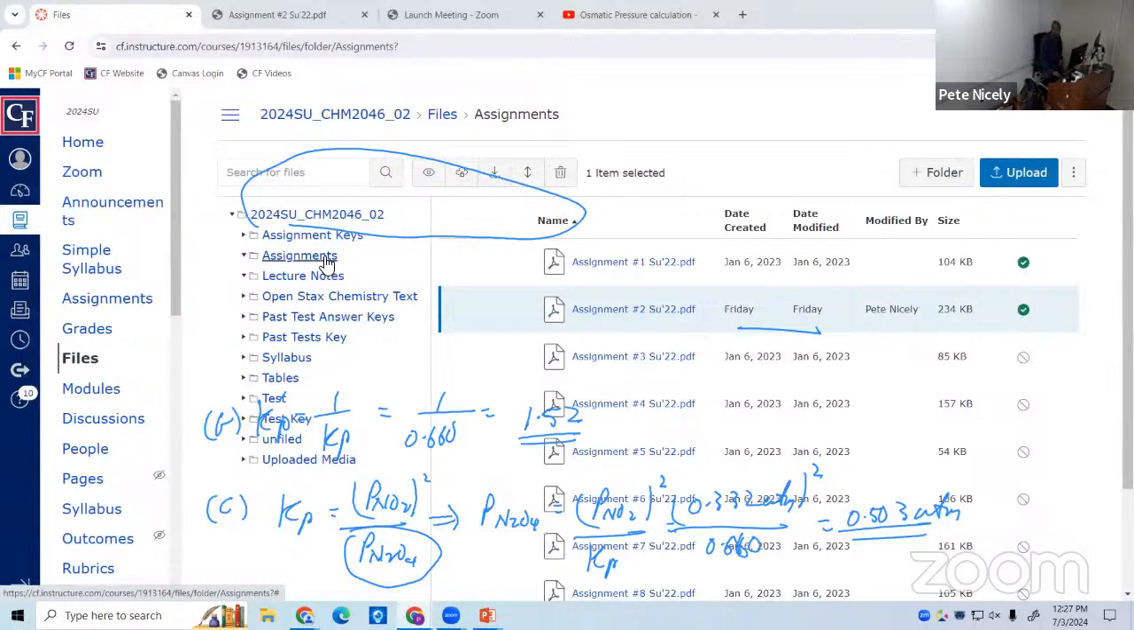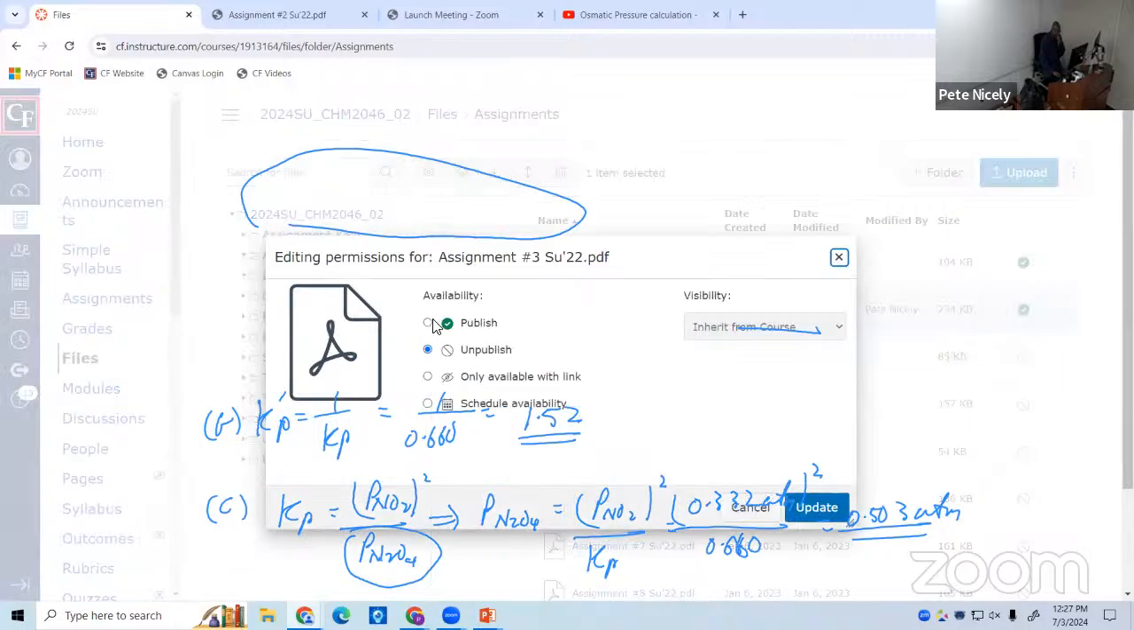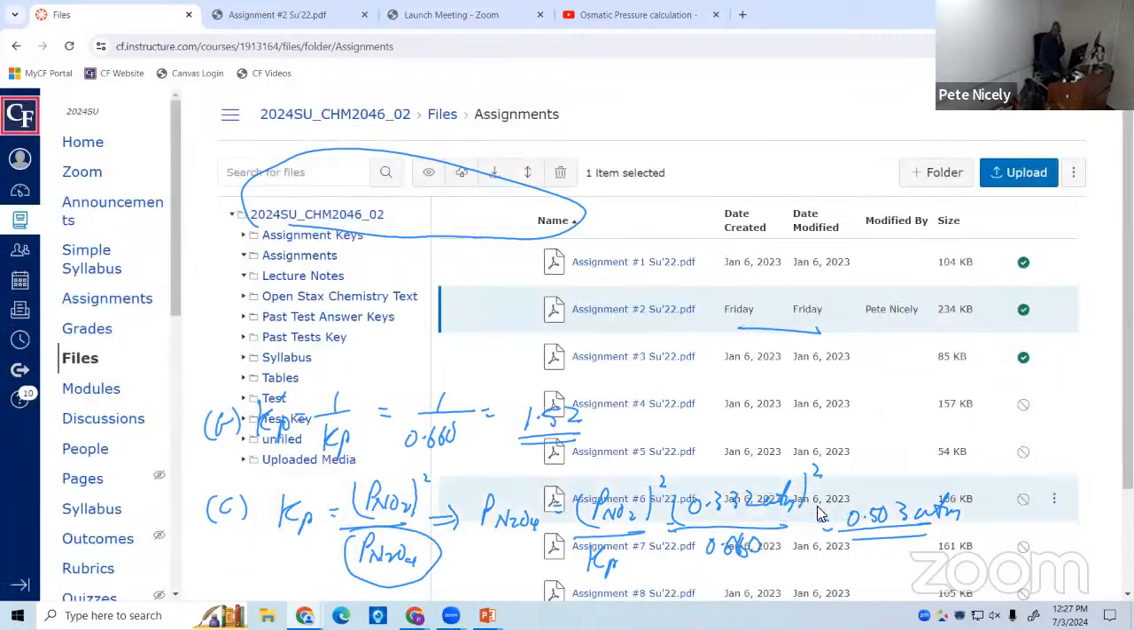Okay, so let me go here. Number 3. Okay, so for you guys out there in Zoom, assignment number 3 is now available, so you can get started on it. As I said before, we're focusing on questions 1 through 3.